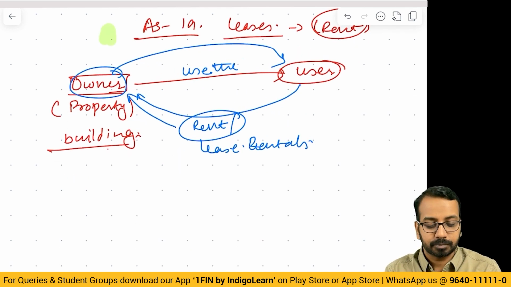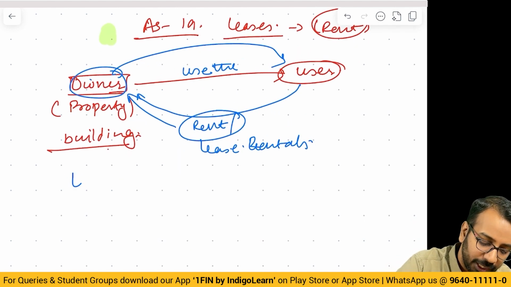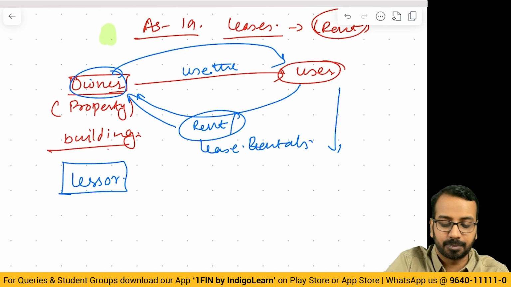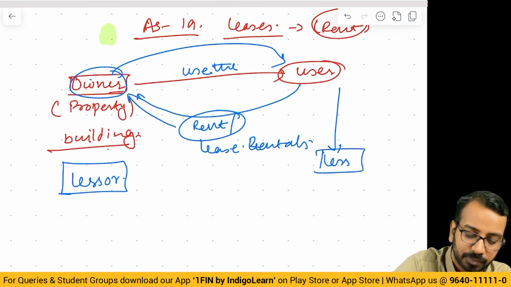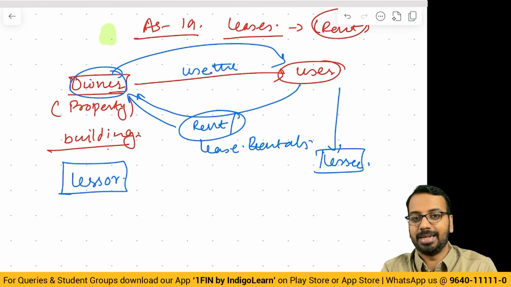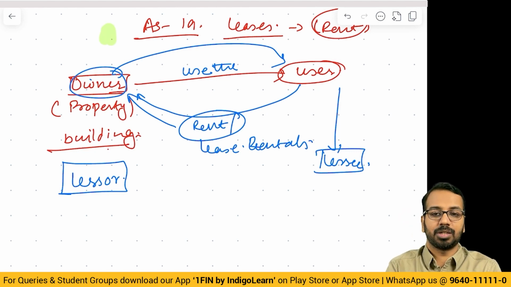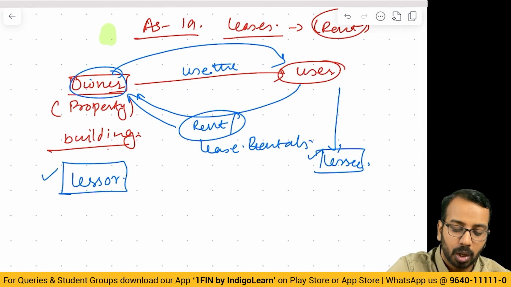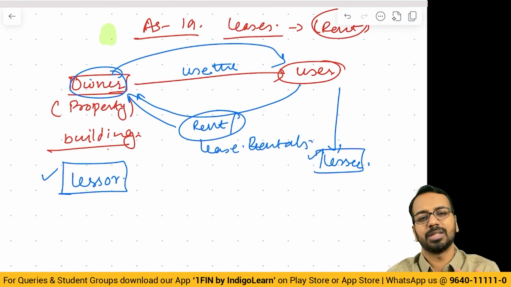Now, the one who owns the property is called the lessor, and the one who uses the property or who takes the property on lease is called a lessee. So we have one party lessor, another party lessee. As far as the examination is concerned, you can be asked about the treatment in the books of the lessor or in the books of the lessee. Either way it is possible.